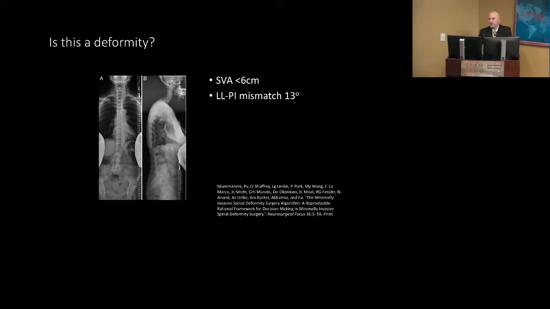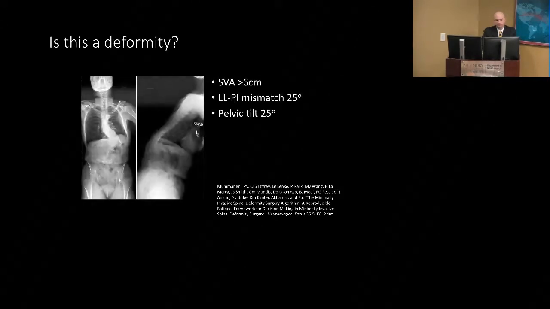Now you've got a patient who's got a sagittal vertebral axis measurement of greater than 6 centimeters. Your lumbar lordosis pelvic incidence mismatch is now over that 10 value, but still looks pretty good. Slight, looks like degenerative curve in the lumbar spine, but not too bad. What about this? So now you've got a mismatch of 25 degrees. Pelvic tilt is 25 degrees, so you actually have someone who's really trying to retroflex their pelvis to keep their head over their pelvis, but is not doing such a great job.